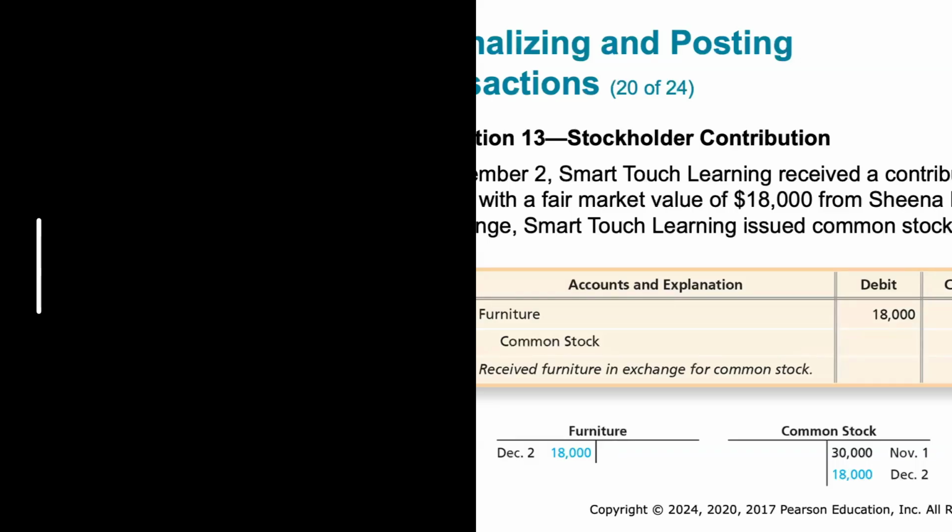And so we have our debit and our credit. Post our explanation, receive furniture in exchange for common stock. Then we move that to the ledger accounts. Furniture only has one entry, 18,000. Common stock now has two entries, right? So we have now $38,000 with the common stock as it increases by $18,000.